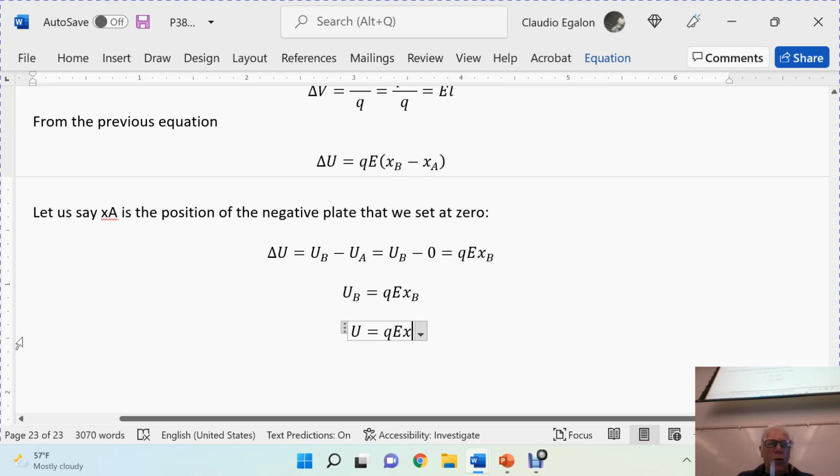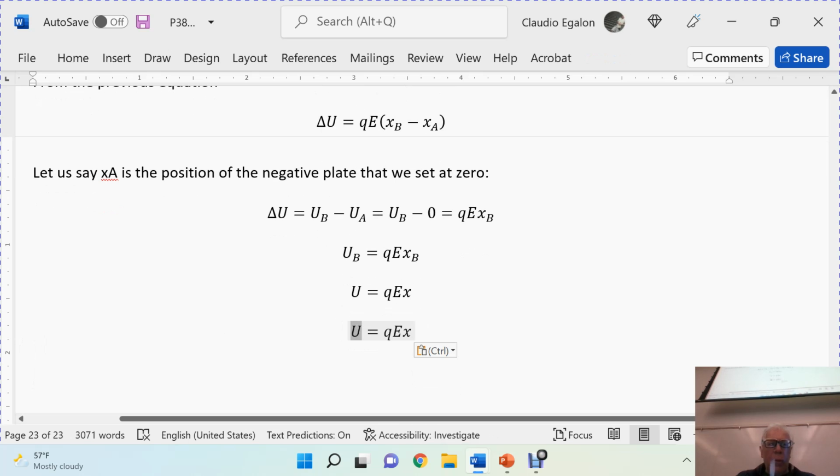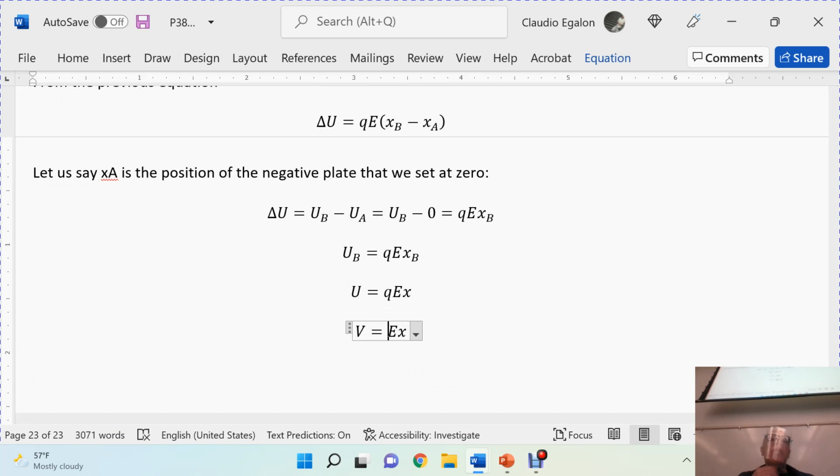Electric potential is going to be that divided by Q. Electric potential is going to be something like that. So the electric potential increases linearly with X, just like we got there in the experiment.